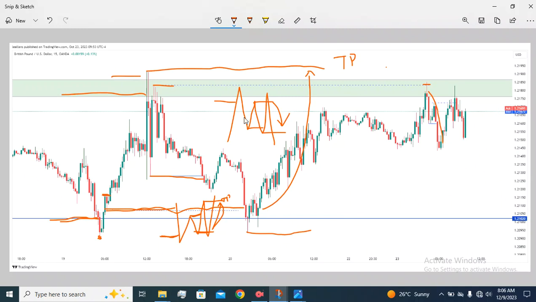Now, we had a sweep of liquidity right there, as you can see. And it had a break of structure, a clear high, ta-da, there's the entry. Potential target is here.